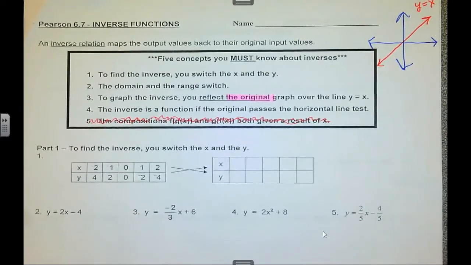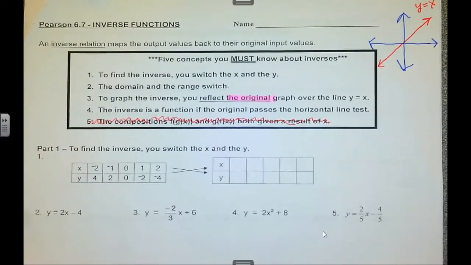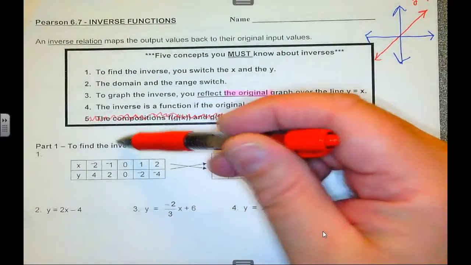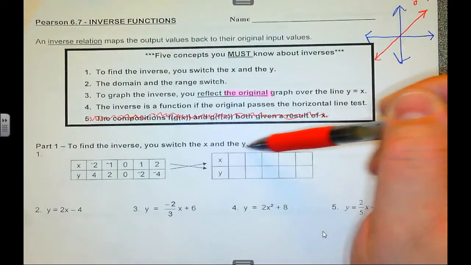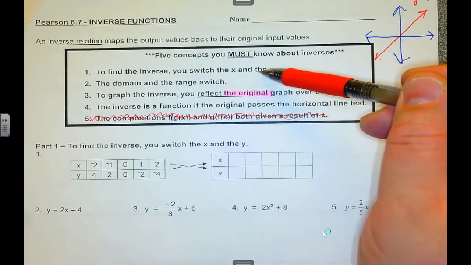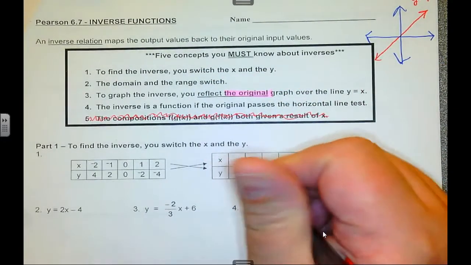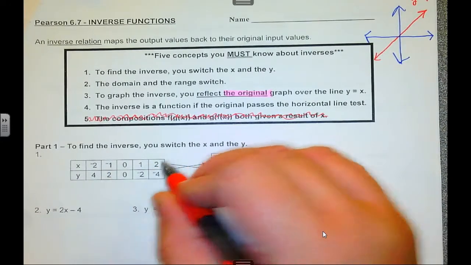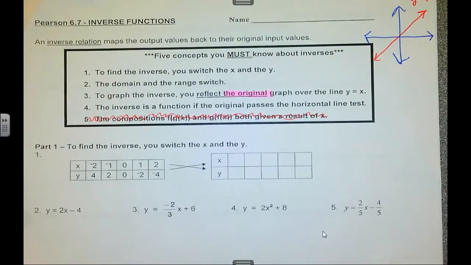Let's go through some examples here, because there's some explaining to do. Okay, to find the inverse, you switch the x and the y, right? Property number 1, we could switch the x and the y. So my x is -2, -1, 0, 1, 2. By the way, is that a function?